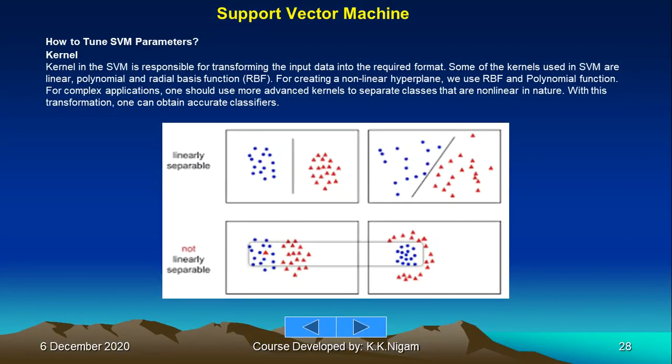How to tune SVM parameters? Now, kernel is going to be used for that. The kernel in SVM is responsible for transforming the input data into the required format. Some of the kernels used in SVM are linear, polynomial, and radial basis function. For creating a non-linear hyperplane, we use RBF and polynomial function. For complex applications, one should use more advanced kernels to separate classes that are non-linear in nature. With this transformation, one can obtain accurate classifiers.